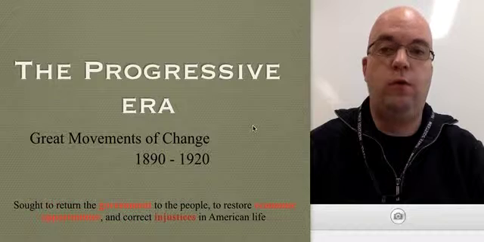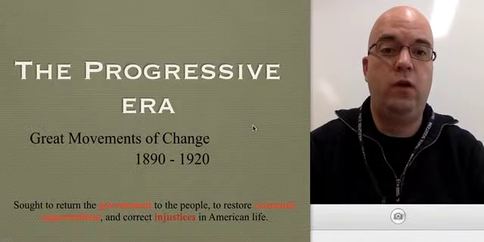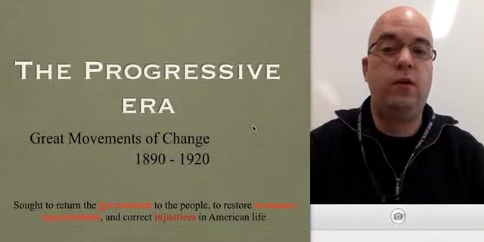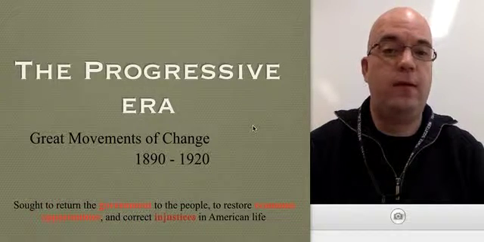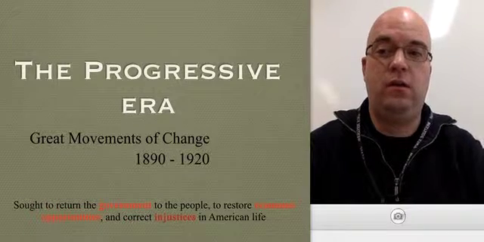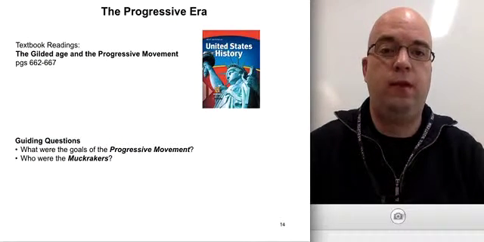This is a lecture over the Progressive Era, kind of the introduction to this particular era. Great movements of change, 1890 to 1920 is where we look at this particular time period, which sought to return the government to the people, to restore economic opportunities for all American citizens, and to correct injustices found in American life. The textbook reading for this topic comes to us from pages 662 to 667.